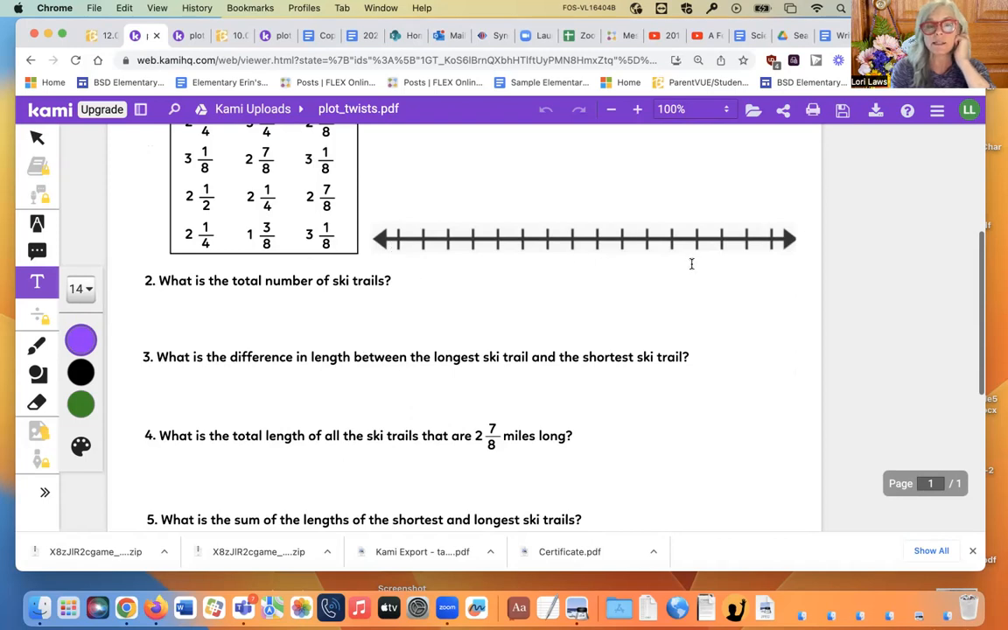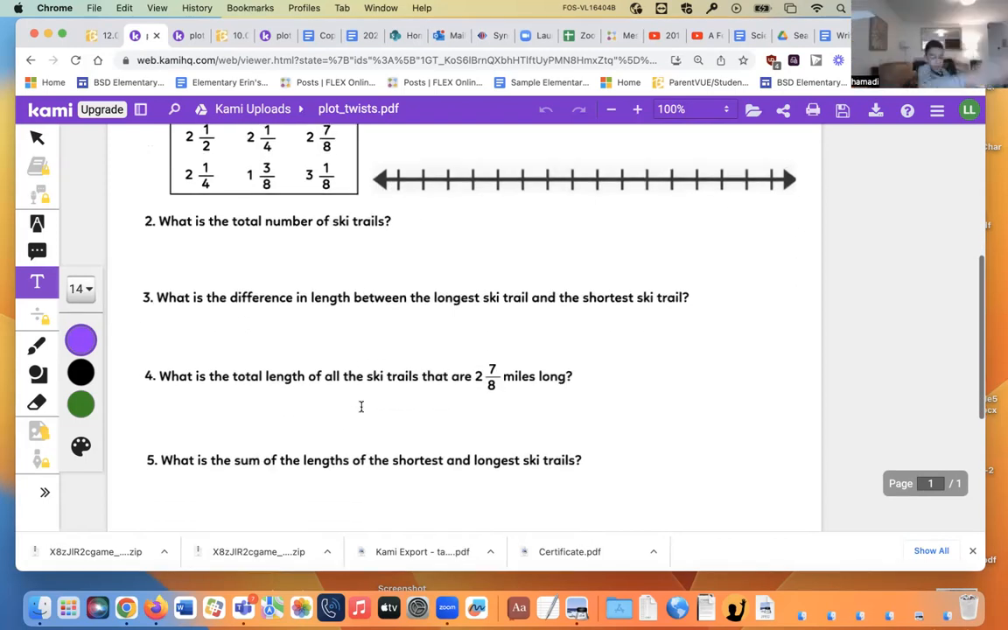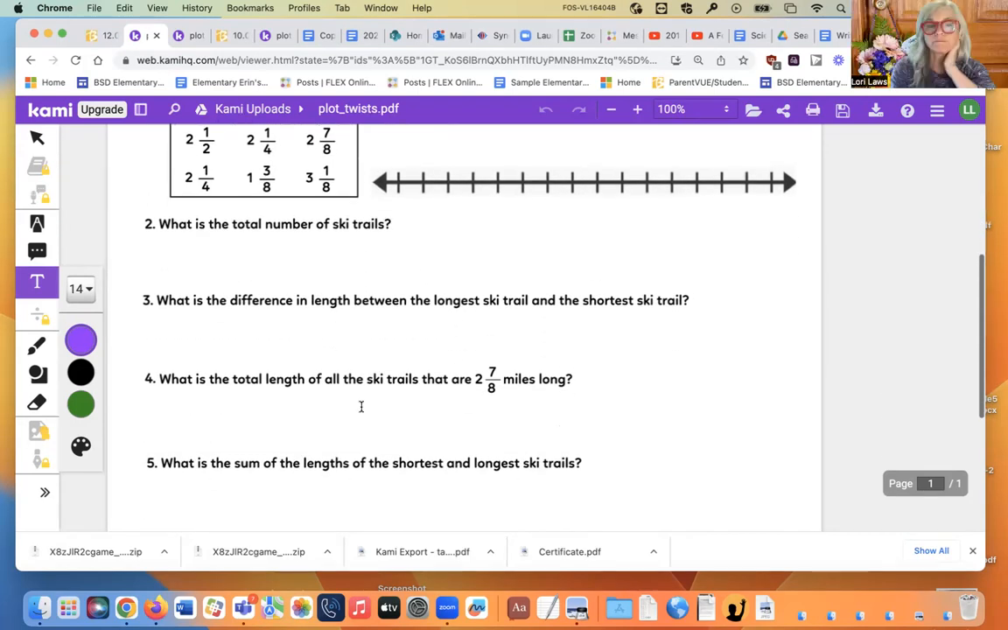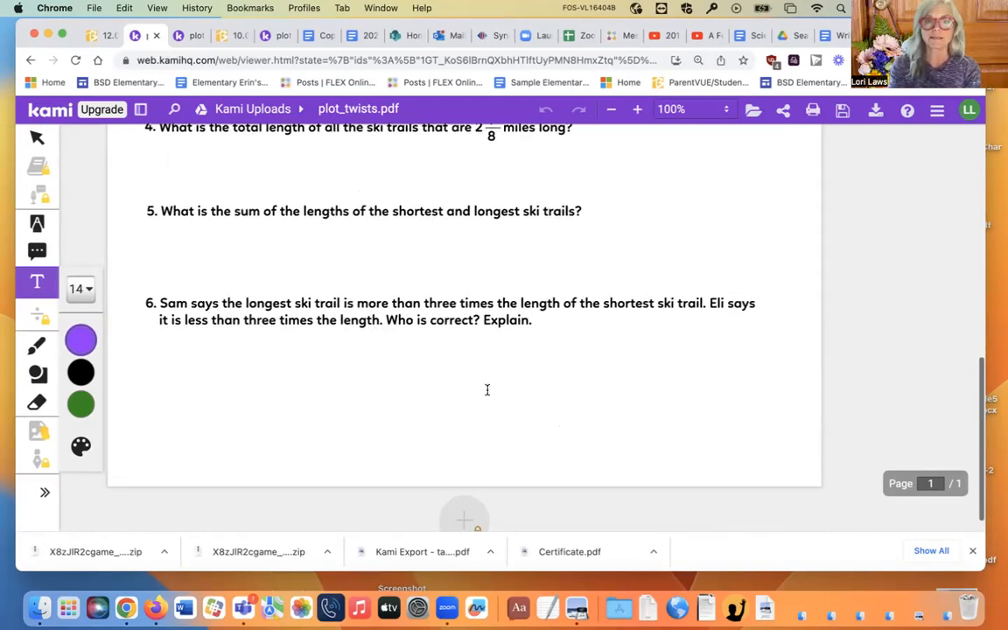You're going to have to find the longest and the shortest. Longest ski trail minus shortest ski trail equals. Exactly. 1. What is the total length of all the ski trails that are 2 7/8 miles long? So once you've plotted it and you've added up all of that distance, all you'll do is add them up. Yes.